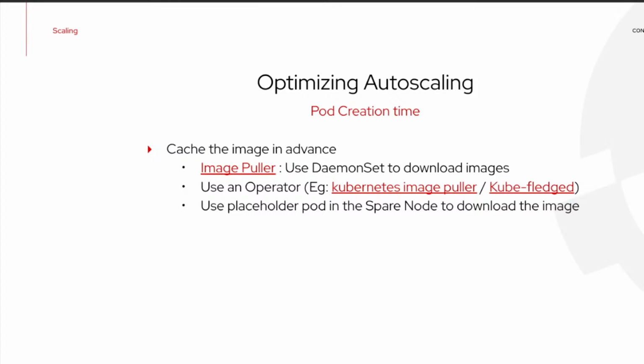And also there are some operators, as you can see in the Kubernetes image puller, kubefledge, etc. And also you can even use a placeholder pod in the spare node to download the image in advance. You may use the application image, if supported, as a low priority placeholder pod when creating the spare node. This will pull the image into the spare node in advance and allow the real pod to start faster, replacing the low priority pod. Although these practices may reduce the pod creation time, we highly recommend that you experiment with them to suit your requirements. Last but not least, double check the image pull policy in your organization.